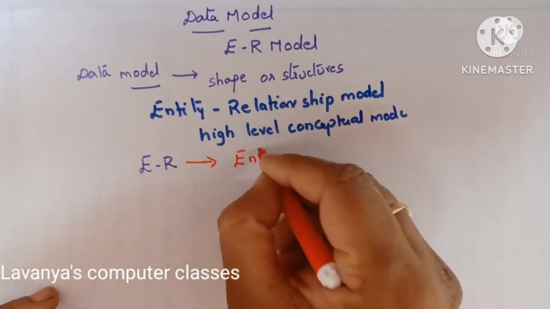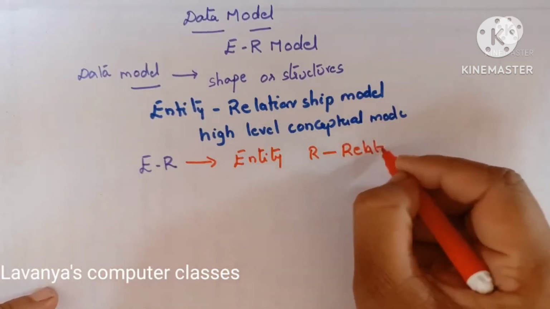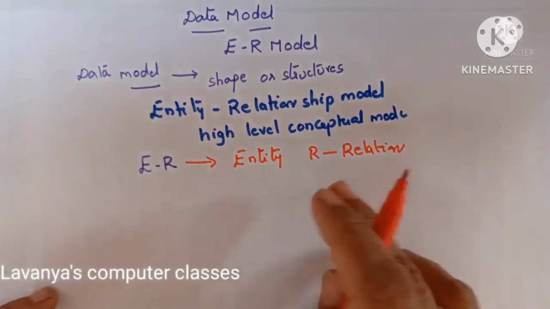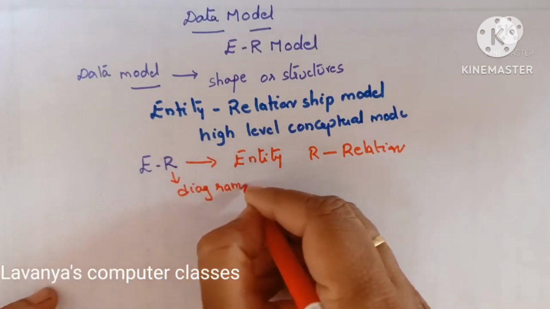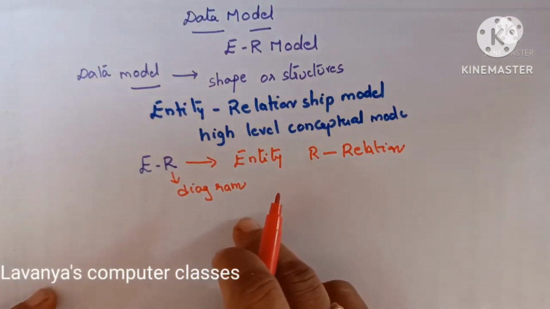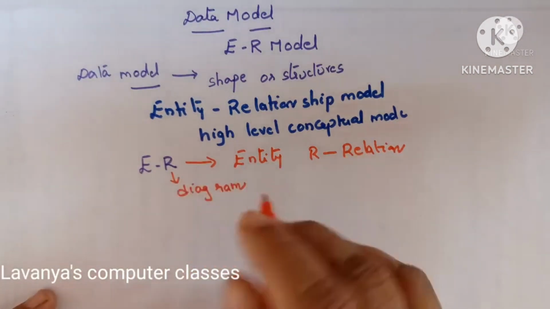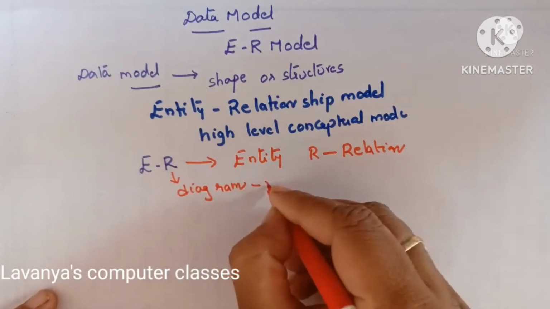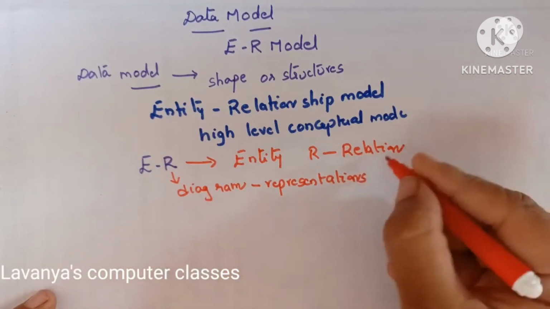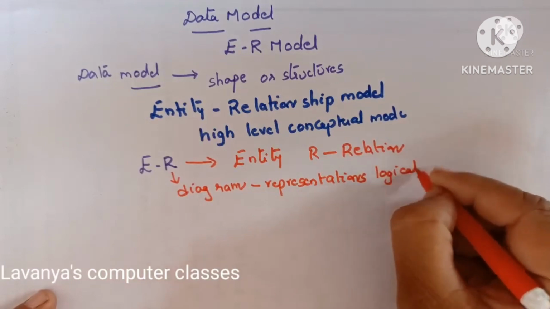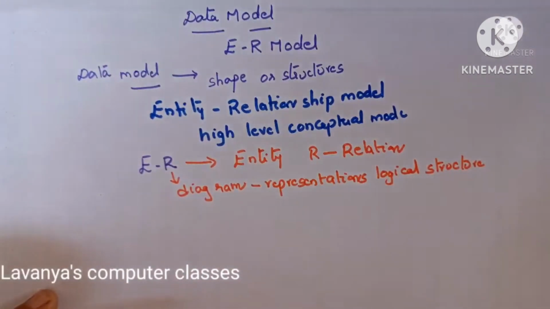In the ER model, E means entity and R means relationship. In this video, we just explain the components of ER diagrams. These two are the diagrammatic representation of the entire database design. The diagrammatic representation of any ER model is called an entity relationship diagram. It is the diagrammatic representation of the logical structure of the database.